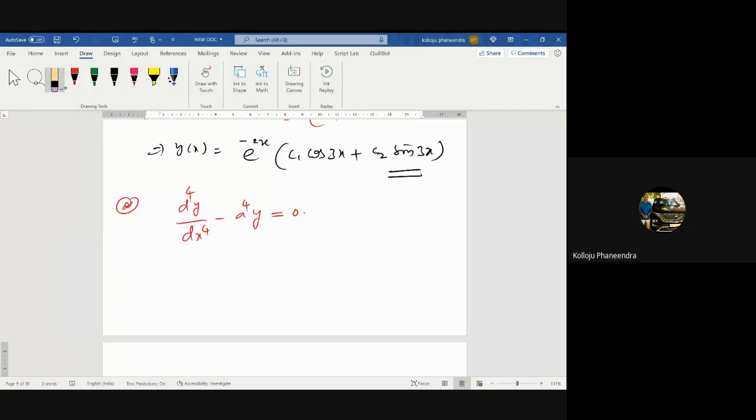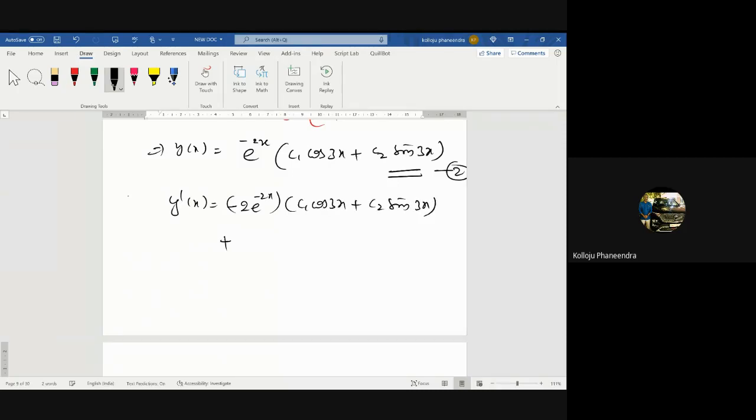And the problem is not completed. Some conditions were given in the question. Take this as 2. What is given? And find y dash also, because the condition y dash is also given. So minus 2 into e power minus 2x, c1 cosine 3x plus c2 sin 3x plus e power minus 2x into minus 3c1 sin 3x plus 3c2 cosine 3x. Right? This is equation 3.